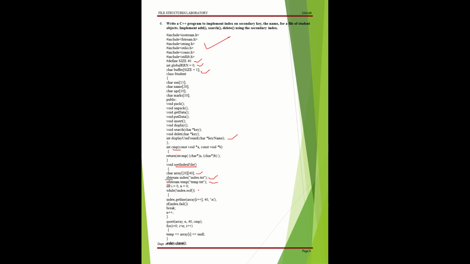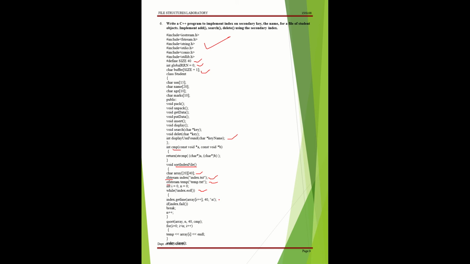Then I'm trying to read my index file from 1 to n, because when I do insertion, the records are out of order. So it is always better to order my index file so that the searching will be done efficiently. That is why I'm introducing a sorting in my index file.